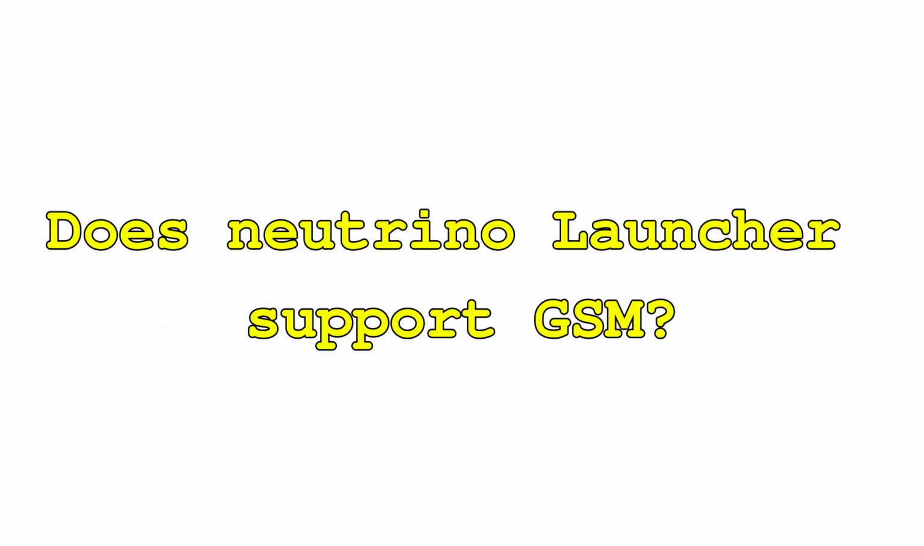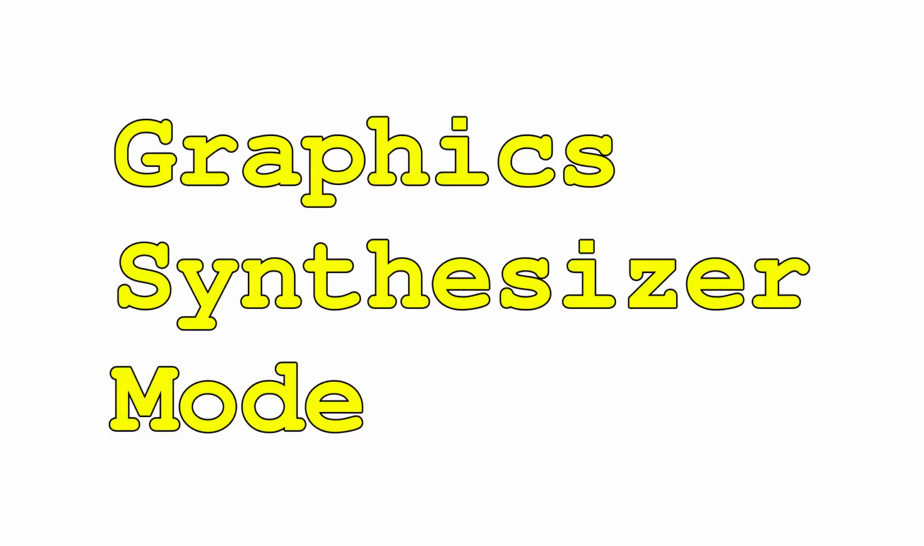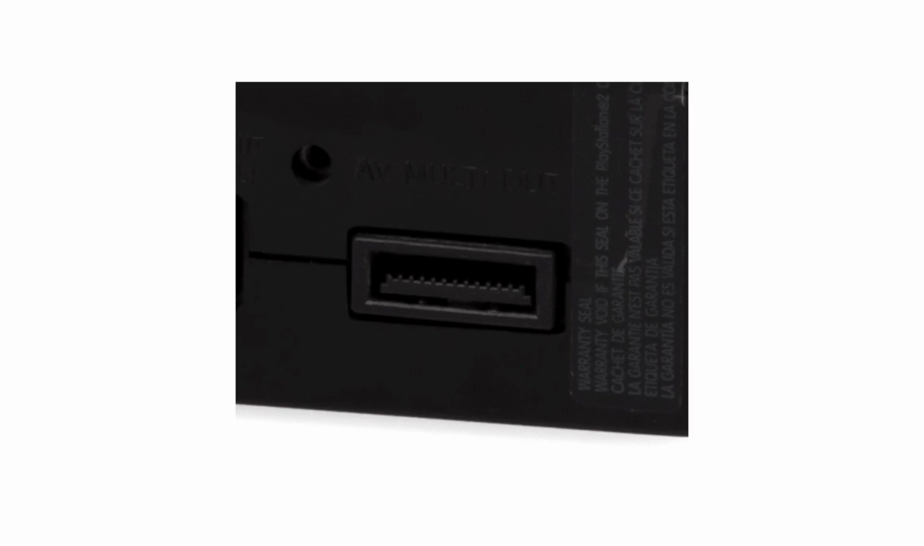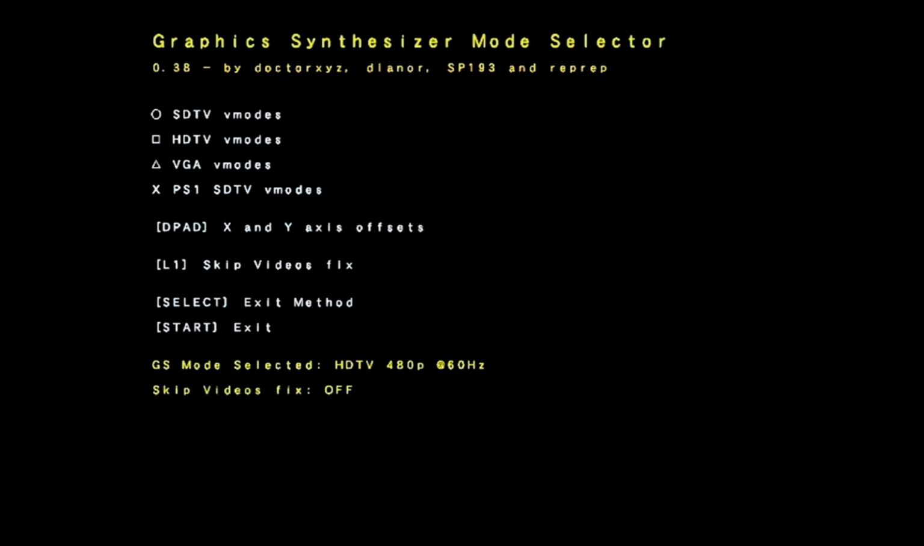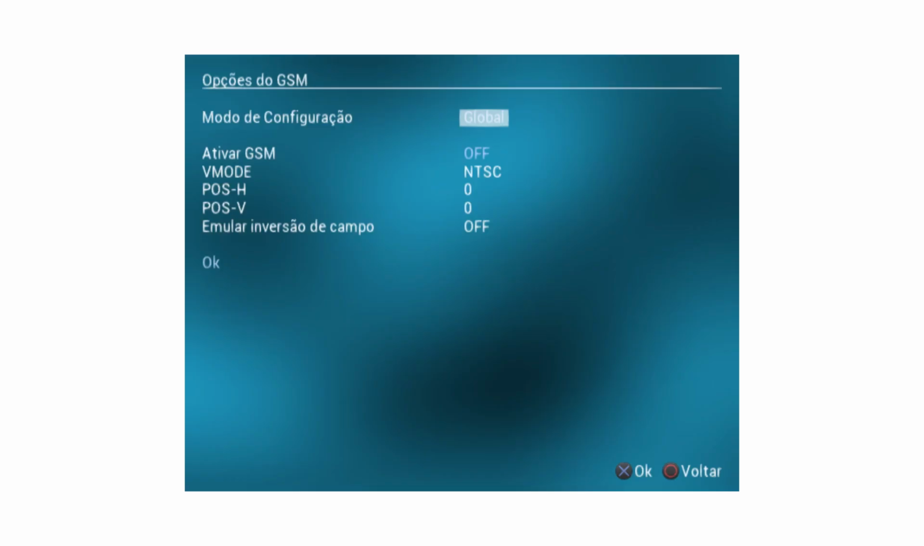Question 2. Does Neutrino Launcher support GSM, or will you be adding GSM support in the future? For those who don't know, GSM stands for Graphics Synthesizer Mode, which is what dictates the resolution, refresh rate, etc. of the PS2's video output. With homebrew software, you can force the PS2 to use any of its built-in video modes, which go all the way up to 1080i. This functionality has been built into OPL for a while now.